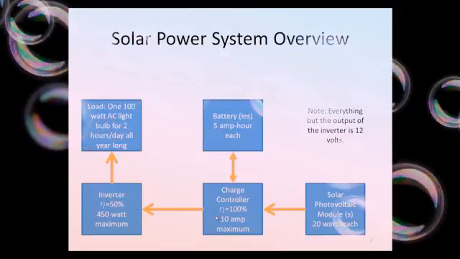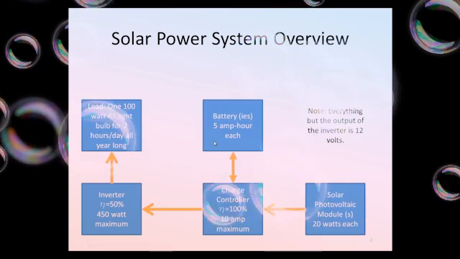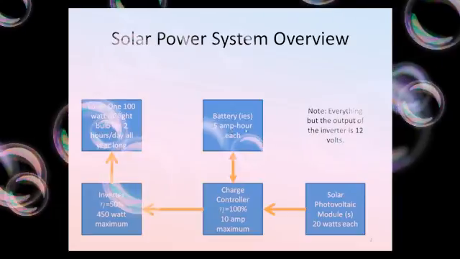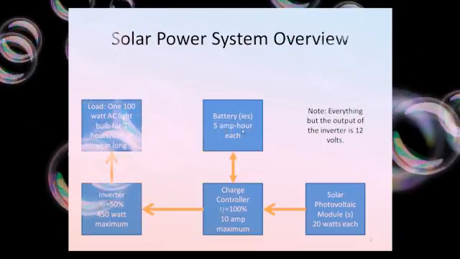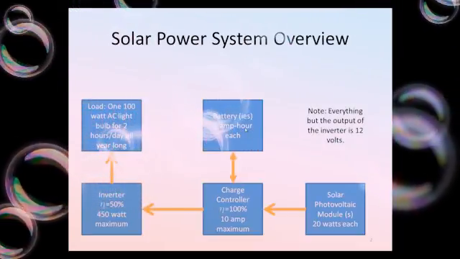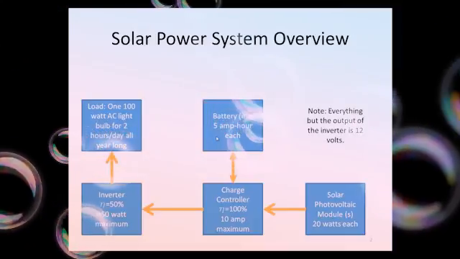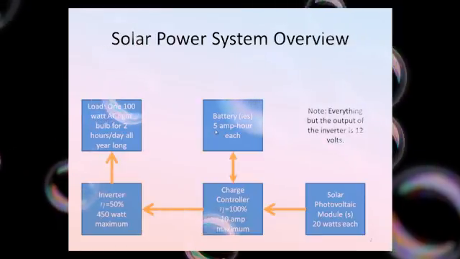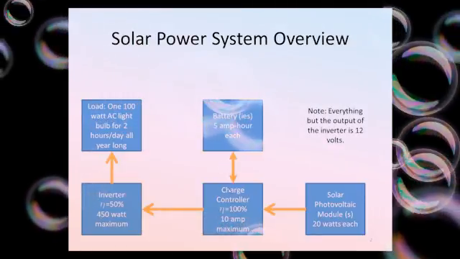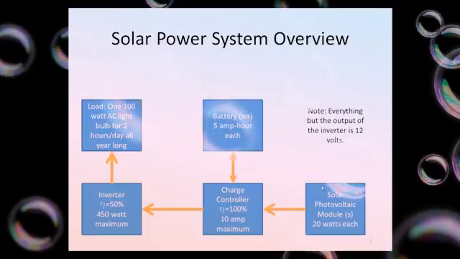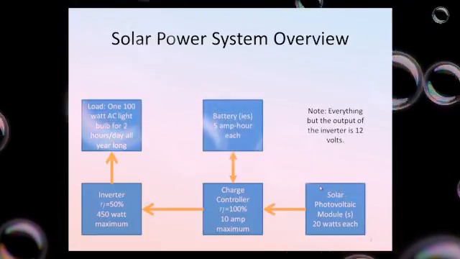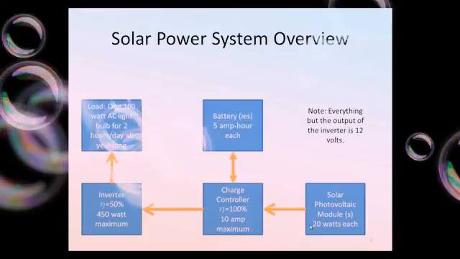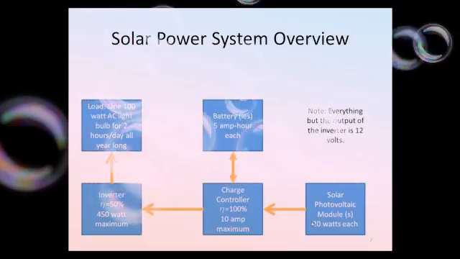We're also going to include some batteries in our system. Right now we don't know how many. How we rate batteries is something called amp hours. Again, 1 amp hour is providing 1 amp for 1 hour. We're going to say each battery can hold 5 amp hours, so we'll have to figure out how many we need. Then we also have our solar photovoltaic modules, which take sunlight from the sun and make electricity. We're going to say they're 20 watts each. Again, we're going to have to figure out how many of those we want.